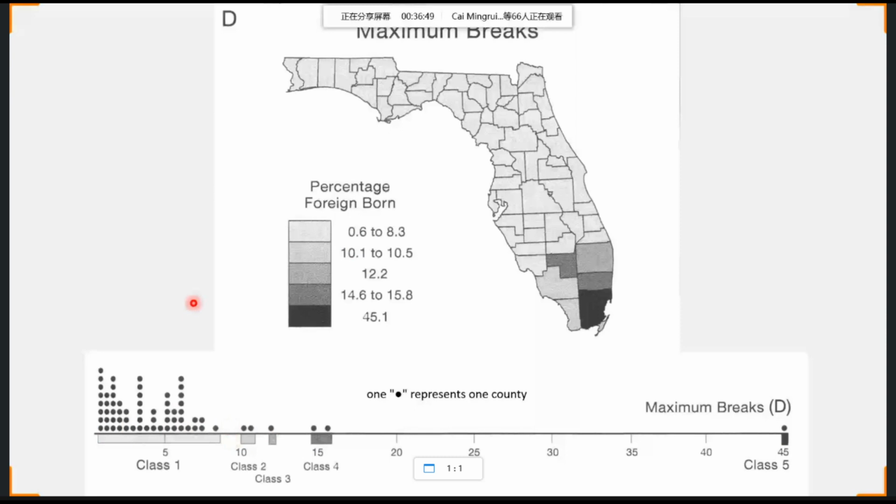That's why I like this approach in the book of Slocum and colleagues, because this is really very well done. We have always the same data. We have a map and a number line we can compare. And so I think it's relatively easy to understand the basic ideas behind these different classification methods.